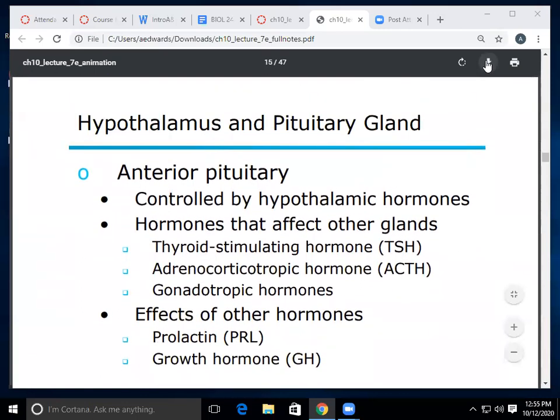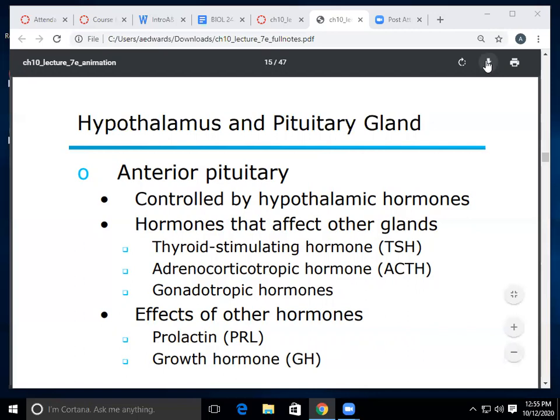All right, so we talked about hypothalamus and posterior pituitary. Let's talk about the anterior pituitary. The anterior pituitary is under the control of hypothalamic hormones, okay? And the anterior pituitary has hormones that affect other glands.